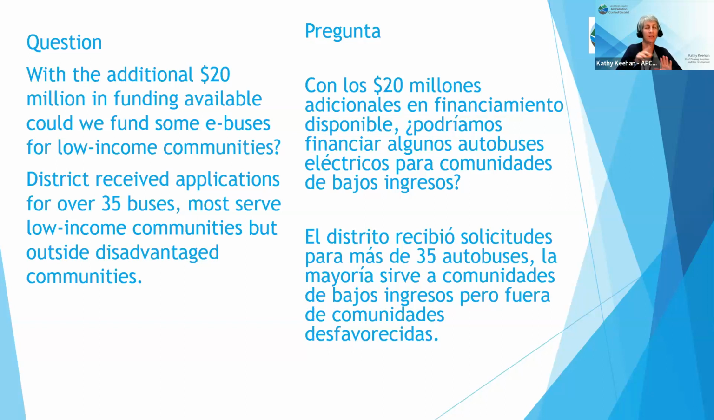As we mentioned, there's about $31 million in AB 617 incentive funding available for us to spend. We have about $10.5 million in eligible projects, which means we have an extra $20 million that doesn't have a home yet. We are coming to you tonight to ask if the steering committee would consider spending some of that, not all of that money, but some of that funding for buses that serve low-income communities but are outside disadvantaged communities in the county. If you could go to the next slide, please.